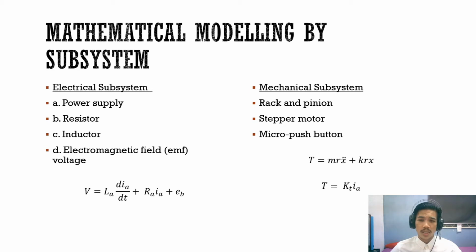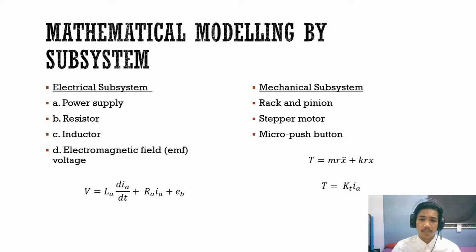For my part, I'm going to talk about mathematical modeling by subsystem. In our project, there are 2 main subsystems. The first is the electrical subsystem, and the second is the mechanical subsystem. In the electrical subsystem, we have the power supply, resistor, inductor, and also the electromagnetic field. From these four components, we simplify them into one equation.